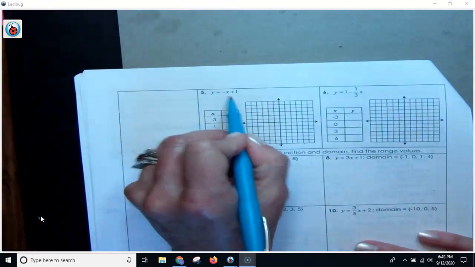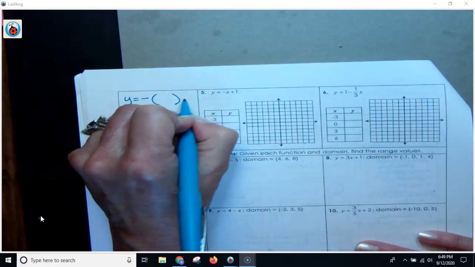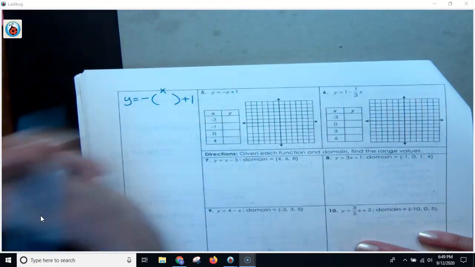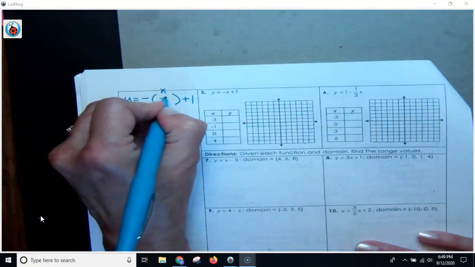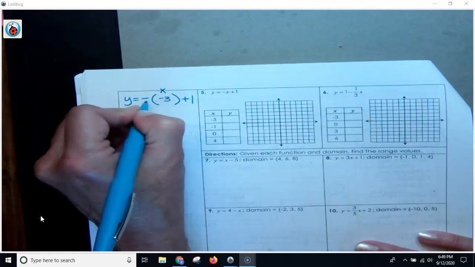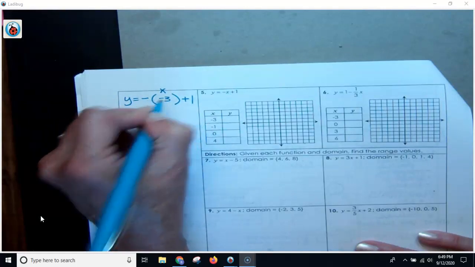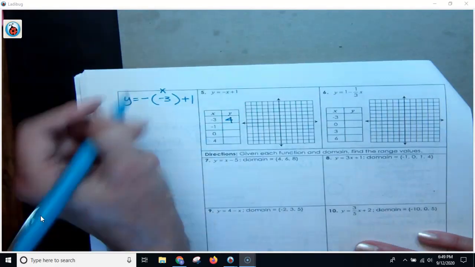So we've got x is -3. Well, I've got this. So this is actually y equals negative x plus 1. I'm going to plug in whatever the x value is here. So in this situation, I'm going to plug in -3. Well, a -3 is actually a positive, right? -1 times -3 is going to give me +3. Plus 1 is going to give me +4.